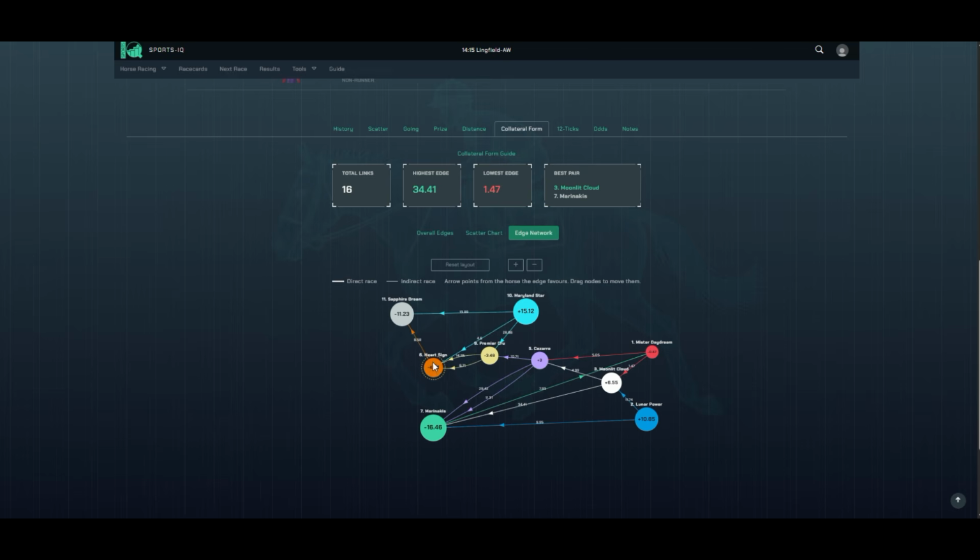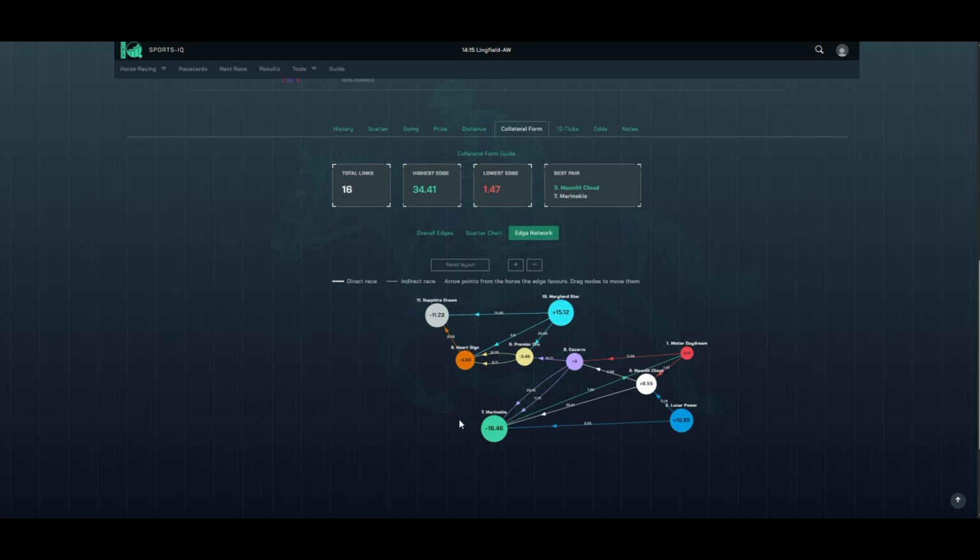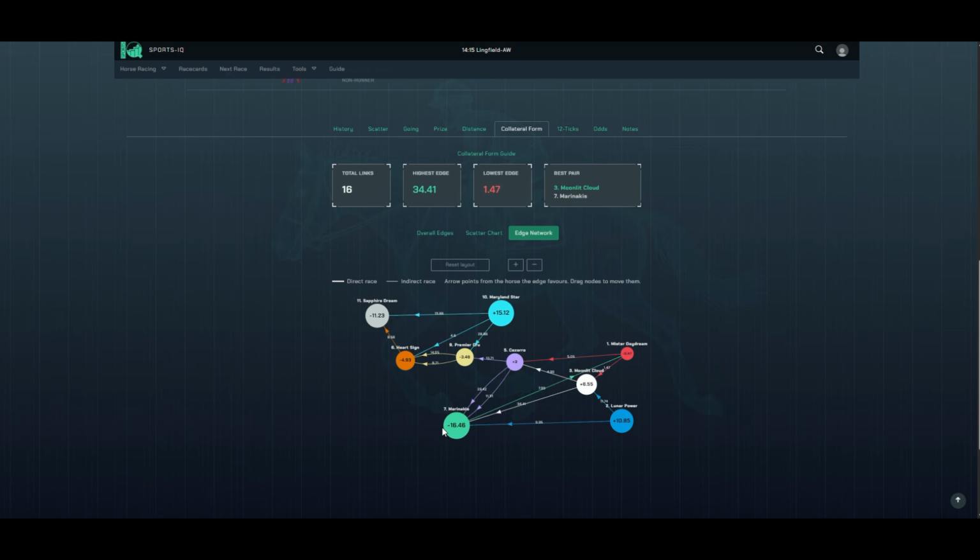This quickly shows you who the edge belongs to. In our example, Mr. Daydream has a line to Moonlit Cloud. This shows that the edge of 1.47 belongs to Mr. Daydream. Moonlit Cloud might have a bigger overall edge number over Mr. Daydream, but Mr. Daydream has the better network connection over Moonlit Cloud. The size of the circle is important. It shows the size of the overall edge. The further the number is from zero, the bigger the circle is.